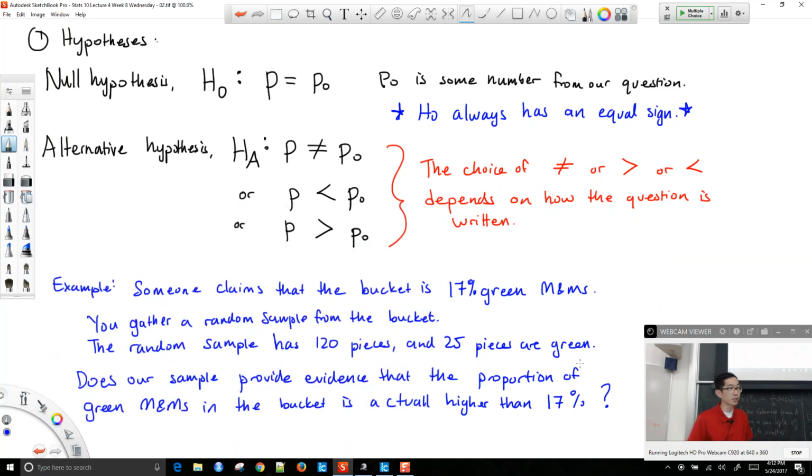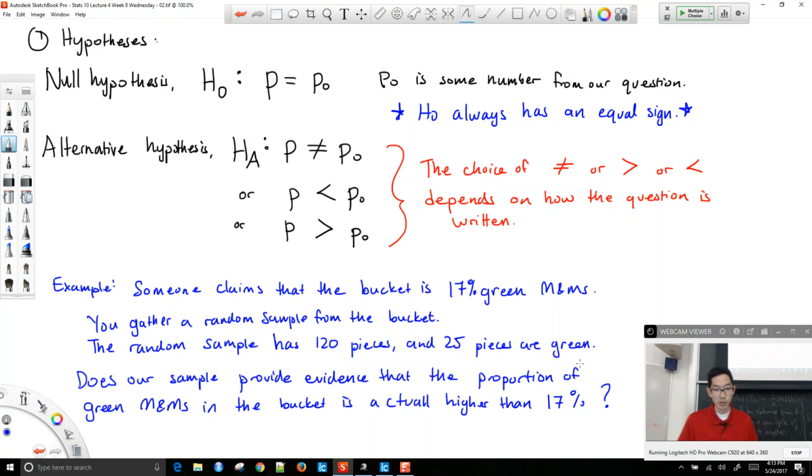This is the question. Someone claims that the bucket is 17% green. When we take a random sample, we get 25 out of 120. 25 divided by 120 is a little under 21%. It's 20.83%. And the question is, does that mean the bucket is actually over 17% green?